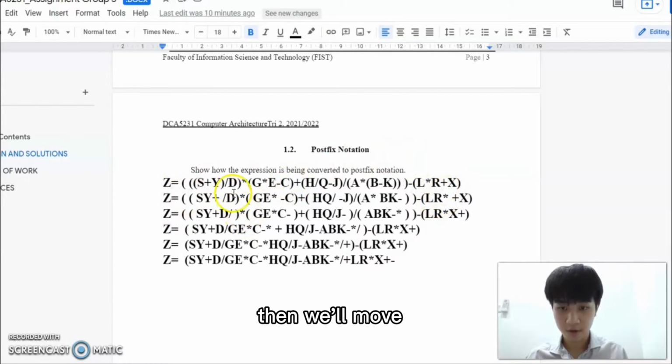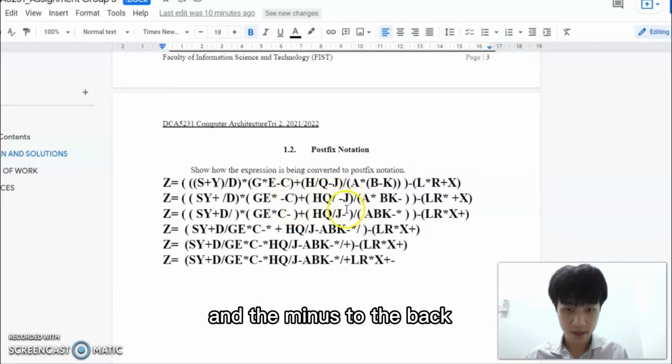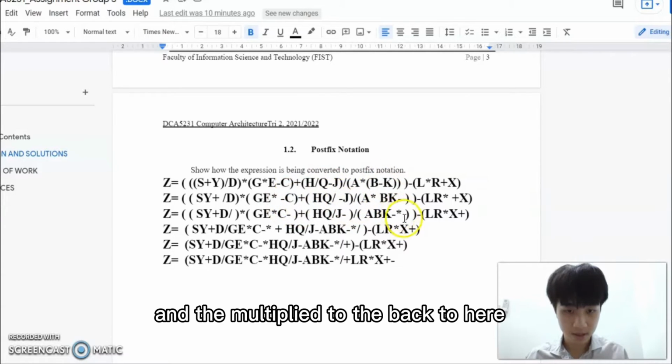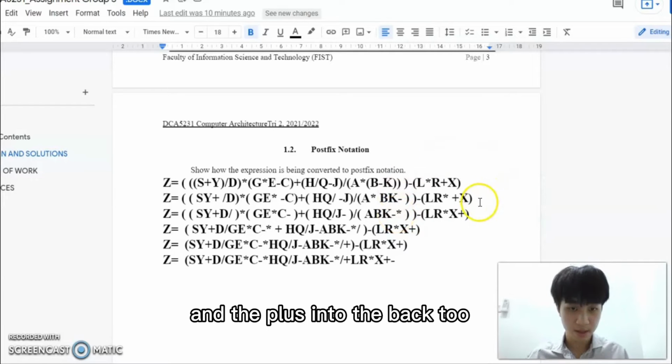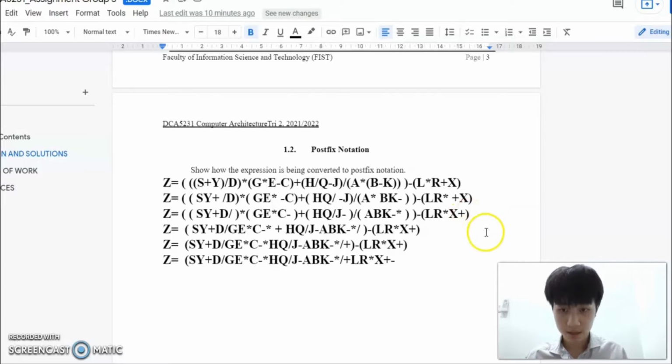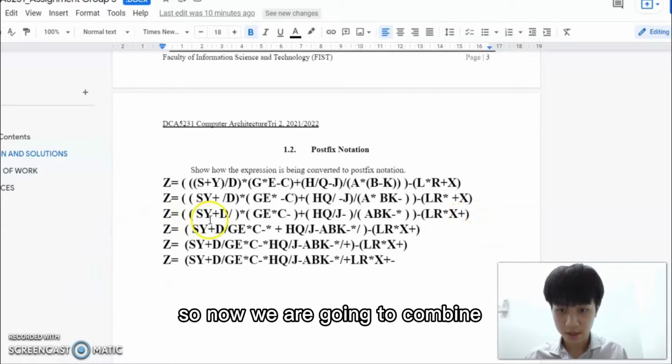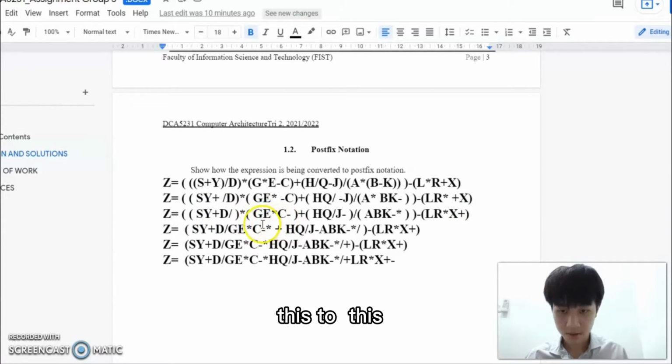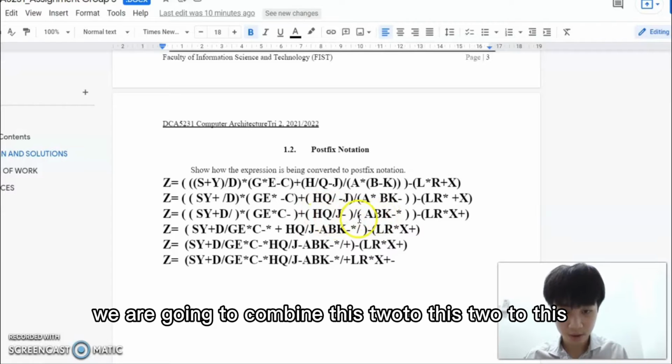Then we'll move the divide to the back, and the minus to the back, and the minus to the back, and the multiply to the back to here, and the plus to the back too. So now we are going to combine these two into this, and then we are going to combine these two into this.